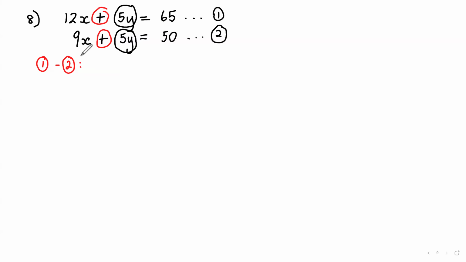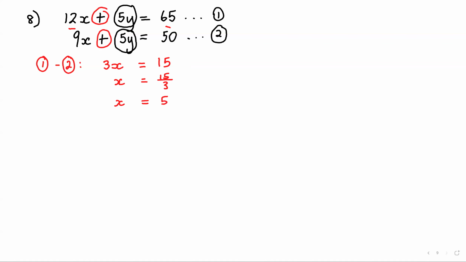But sometimes it's just easier to see it this way, because I could easily say, well, equation 1 take away 2 would mean 12x take away 9x, which will give me 3x. And then 5y take away 5y is 0. And 65 take away 50 is 15. Right? So if 3x is equal to 15, that means 3 times x is 15. So x is 15 divided by 3. I kind of just like to do it that way because I could see them right in front of me in order already. 15 divided by 3 is 5.